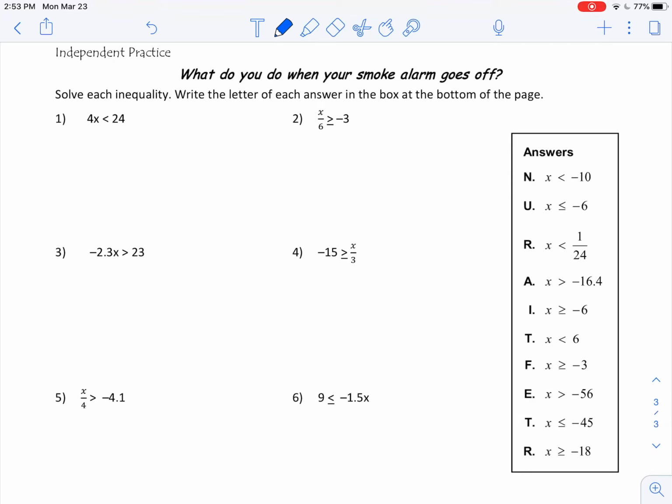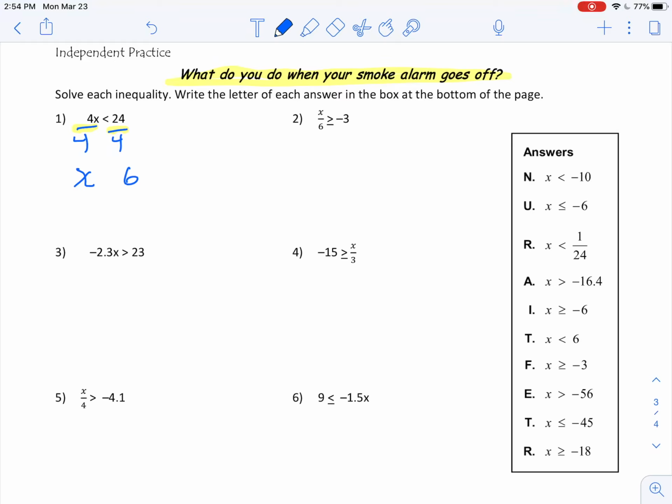And then when you get to page 62, they want you to solve each inequality and write the letter of each answer in the box at the bottom of the page. And once you do that, you're going to answer the riddle, what do you do when your smoke alarm goes off? So you're going to show your work. Divide by 4. Divide by 4.